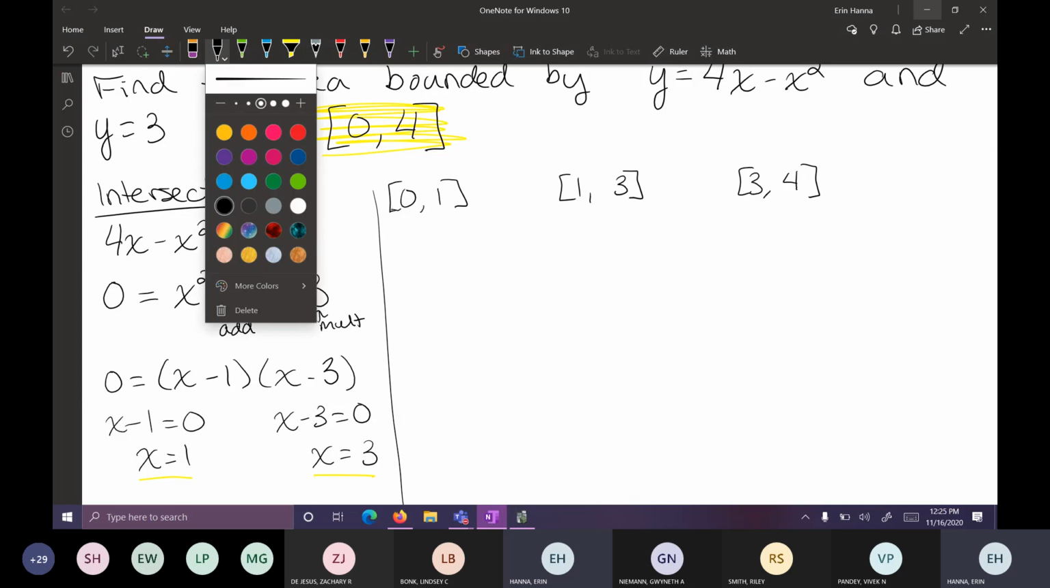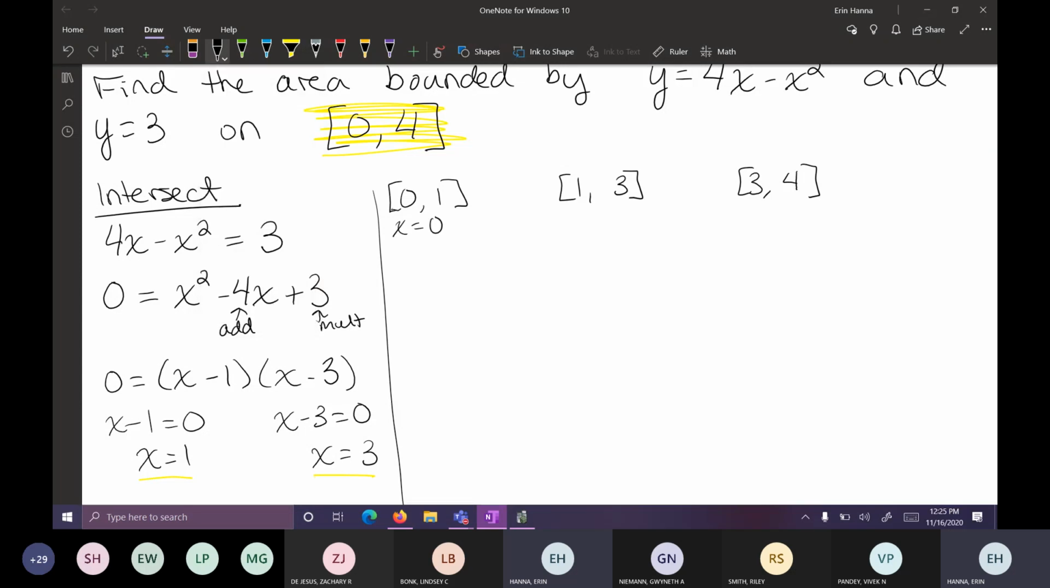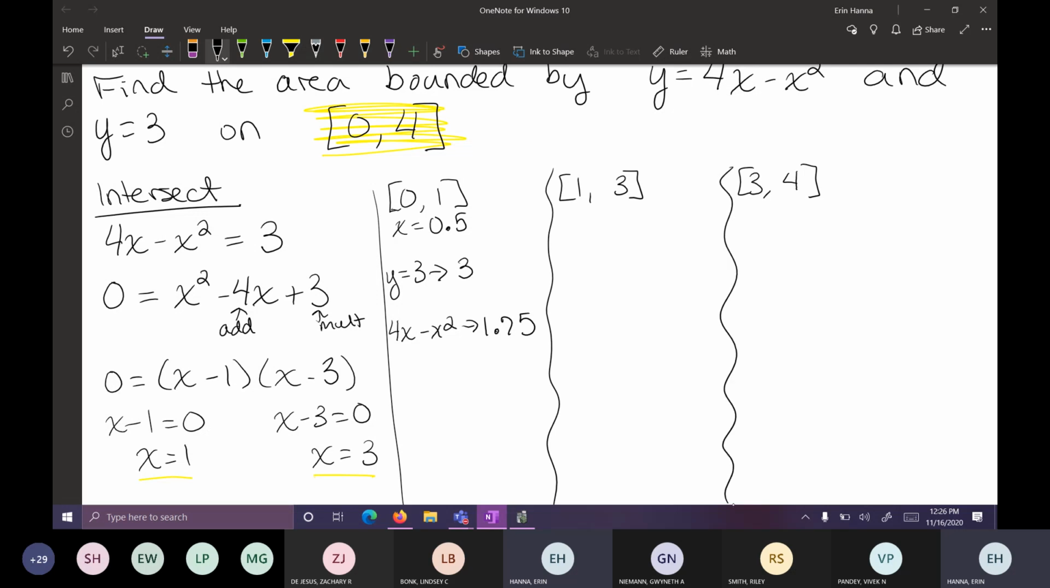So I made my life a little difficult because there's no nice number there. I need to pick a number between 0 and 1. I guess 1/2 is the nicest thing I can pick. I've got to plug them into both functions. The one function is y equals 3, which is essentially just going to give me 3 no matter what. And then we have 4x minus x squared, so 4 times 1/2 minus 1/2 squared is 1.75. Remember, the point of these is to figure out which number is larger. So which one of those two numbers is larger? Well, 3 is, so that means y equals 3 is going to be on top in the first interval.